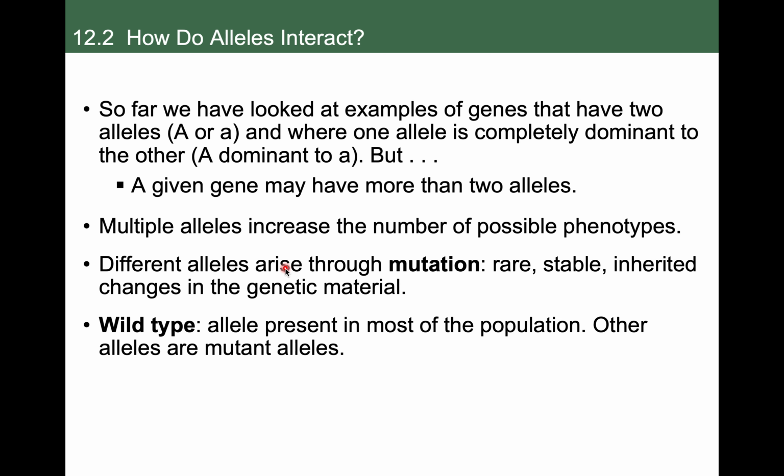So, we don't tend to use these terms when we're talking about the human population because people get offended if you're calling them mutants, but really wild type in humans is going to be brown skin, dark hair, brown eyes. Everything else is going to be mutations.